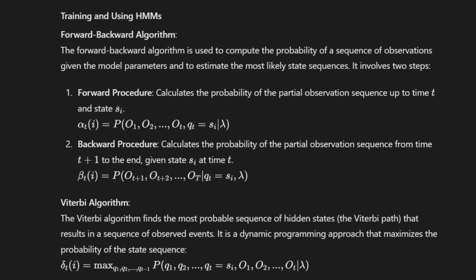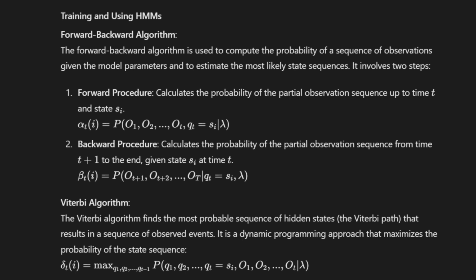Okay, so training and using hidden Markov models. Forward backward algorithm. The forward backward algorithm is used to compute the probability of a sequence of observations given the model parameters, to estimate the most likely state sequence. It involves two steps: forward procedure and backward procedure. Okay, so you can see the formulas.